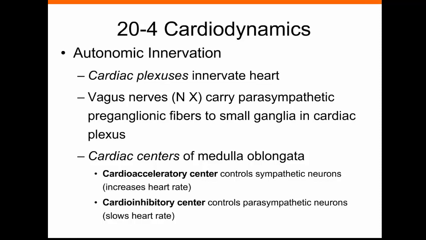So the cardiac center is located in the medulla oblongata. The medulla oblongata is up in the brain. And that has the cardiac acceleratory center, making it go faster, with sympathetic neurons, which increases the heart rate, and the cardioinhibitory center, which controls the parasympathetic neurons, which slows the heart rate. So it's got both mechanisms to increase and decrease the heart rate.